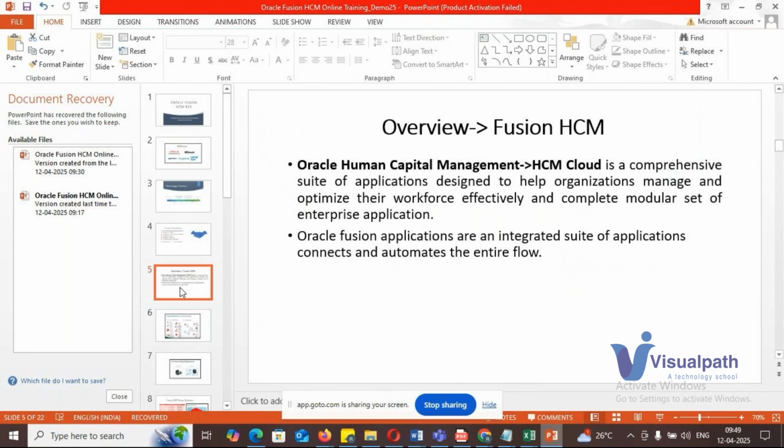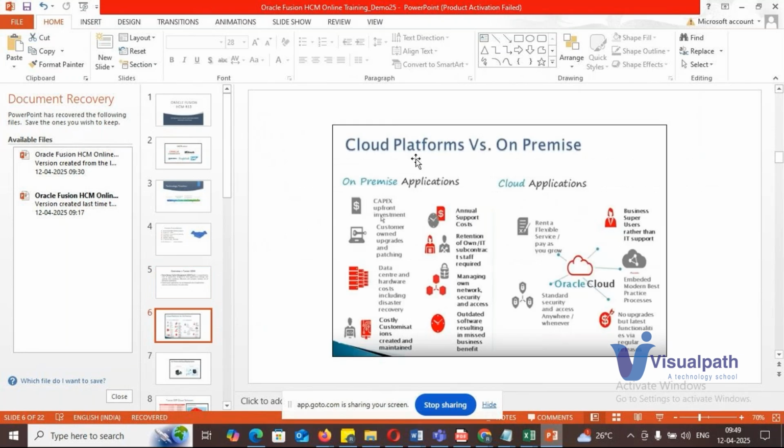Right? So here is basically the cloud platform, and the cloud has different platforms, like on-premises and cloud applications. So with cloud applications, don't worry about all that, because here you just get the subscription of Oracle and start working on the application, right?